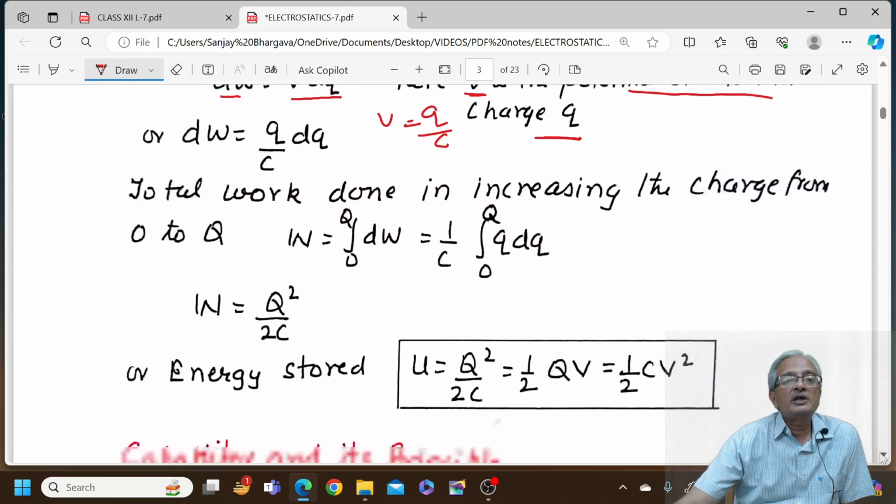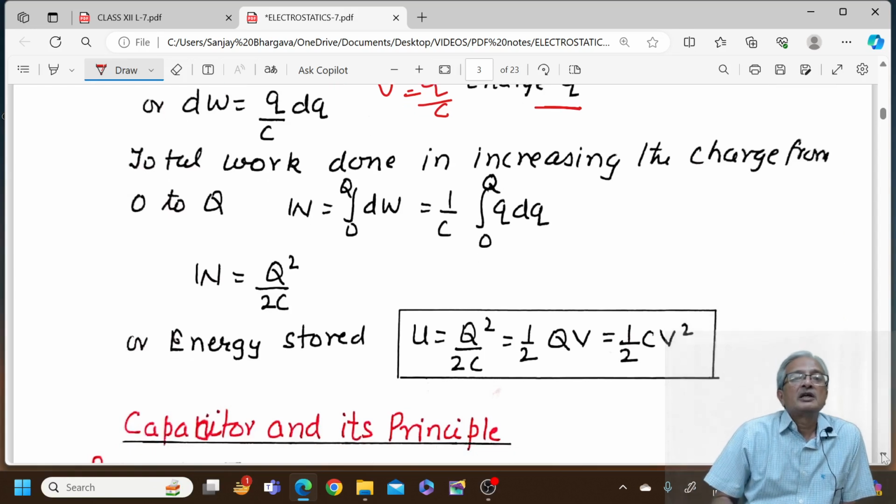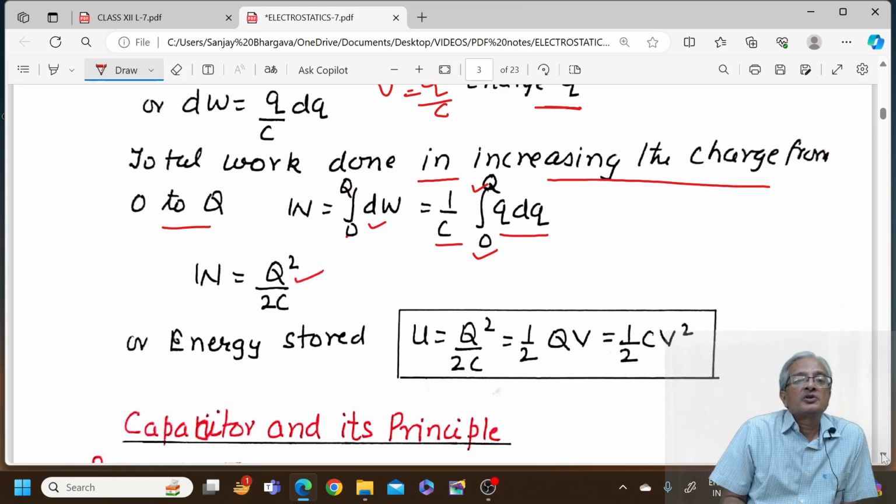So dW is equal to Q upon C dQ. The total work done in increasing the charge from 0 to Q, W, would be equal to the integral of dW, which is 1 upon C Q dQ, the limits ranging from 0 to a maximum charge Q. And the integration on solution gives Q square upon 2C.